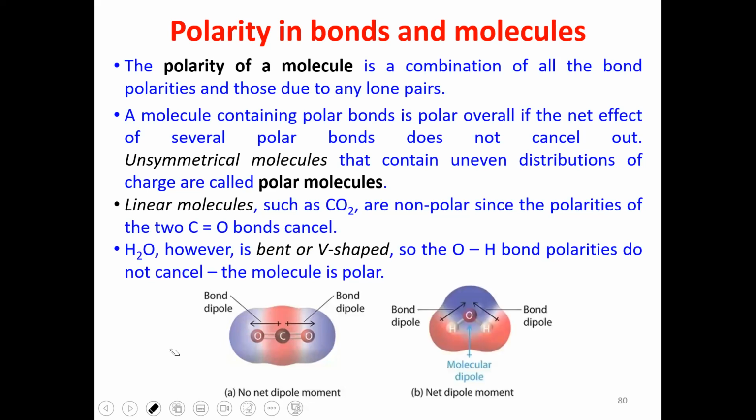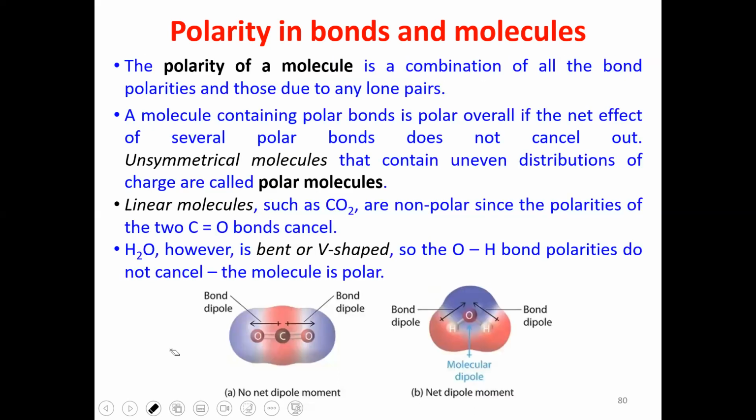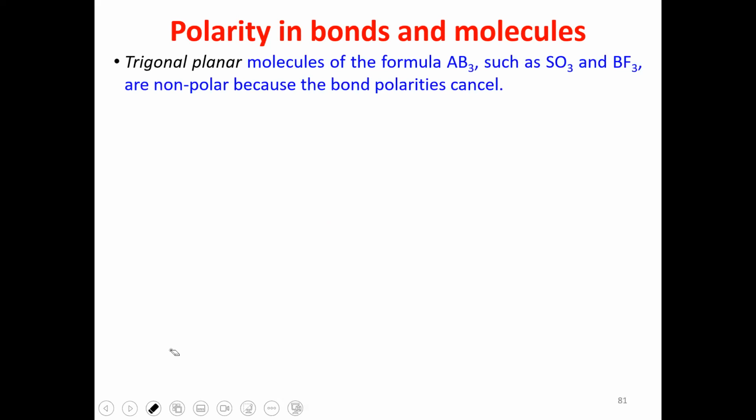Why is water a polar molecule? Because the bonds are polar, but it has an angle. And due to the angle, the dipoles do not cancel out each other.